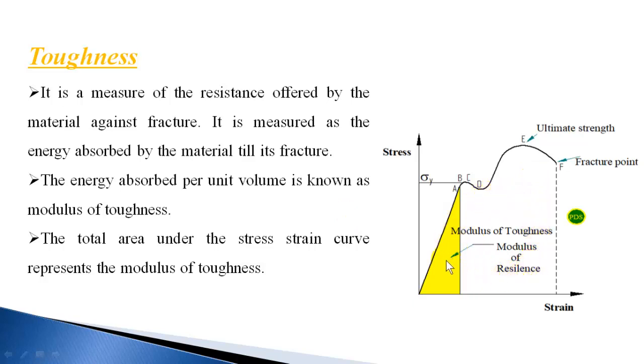We have already seen that modulus of resilience is this area, this yellow portion, that is up to the elastic limit. The energy absorbed per unit volume up to the elastic limit is the modulus of resilience, given by this area, whereas modulus of toughness is the energy absorbed per unit volume up to the fracture point. So the total area will give the modulus of toughness.